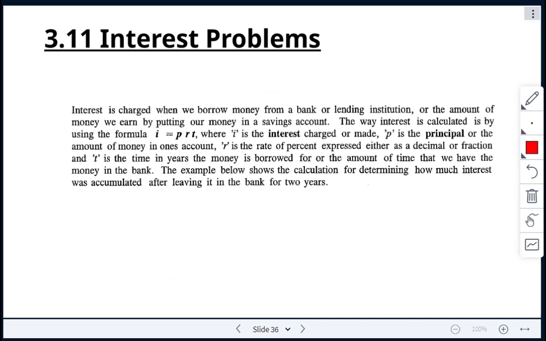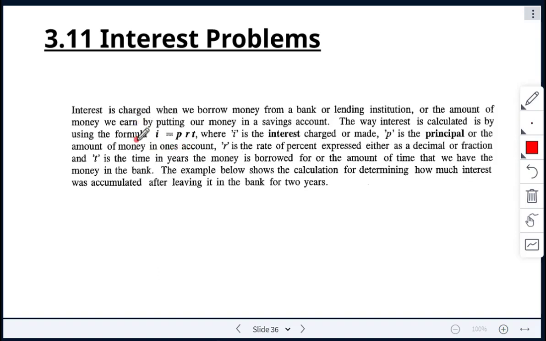The next type we're looking at are interest problems. Interest is charged when you borrow money from a bank or some sort of lending institution, or it can be the amount of money we earn by putting our money into a savings account. The way we can calculate interest is using this formula, I equals PRT.